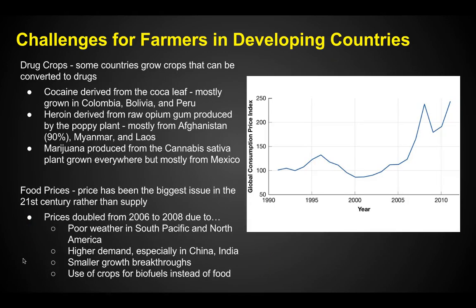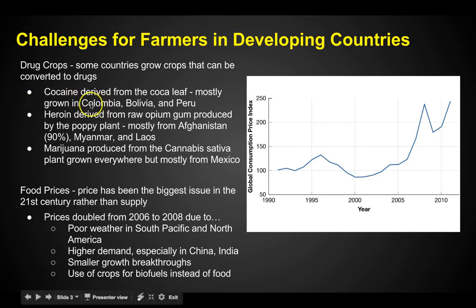More challenges in the developing countries. Drug crops. Let's face it, if you can make a lot more money by growing drugs and you're trying to take care of your family, it's only natural that people are going to do whatever they can to support themselves. So a lot of crops are being grown as converted to drugs. So for example, cocaine is derived from the coca leaf, and you find these mostly in Colombia, Bolivia, and Peru.